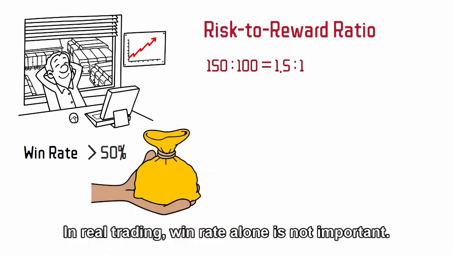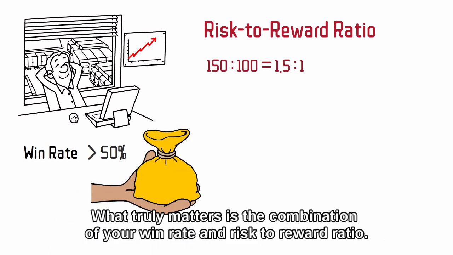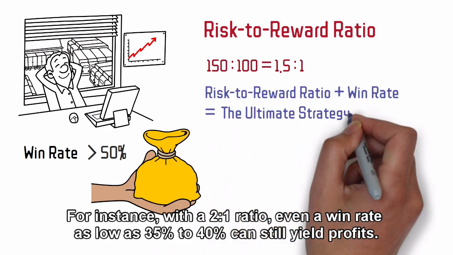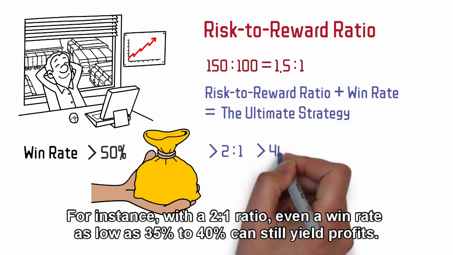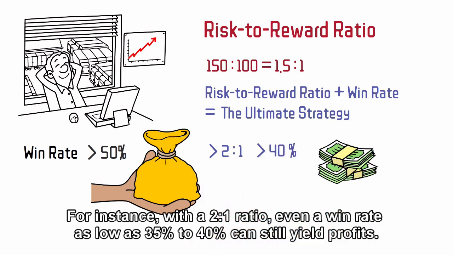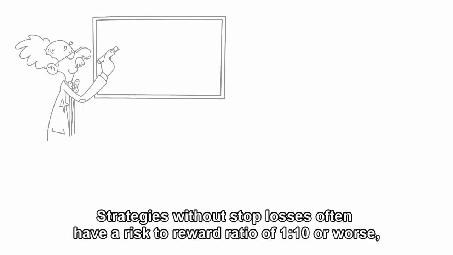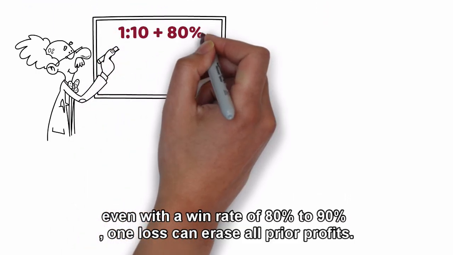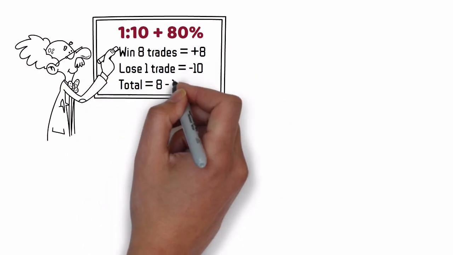In real trading, win rate alone is not important. What truly matters is the combination of your win rate and risk-to-reward ratio. For instance, with a 2-to-1 ratio, even a win rate as low as 35% to 40% can still yield profits. Strategies without stop losses often have a risk-to-reward ratio of 1:10 or worse. Even with a win rate of 80% to 90%, one loss can erase all prior profits.